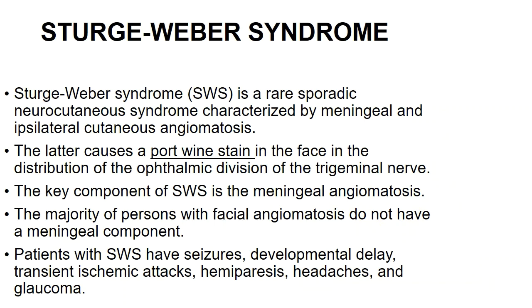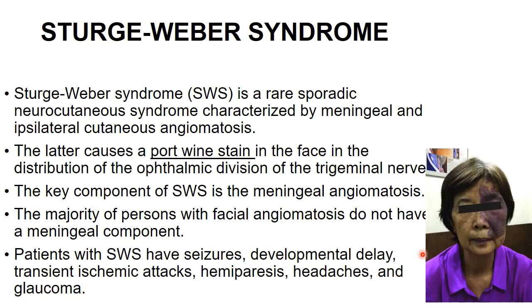Now, what is Sturge-Weber syndrome? Sturge-Weber syndrome, as we all know, is a neurocutaneous disorder, right? So there is a port wine stain that you see here on the face of this woman. It has been seen that this port wine stain occurs on the face in the distribution of the ophthalmic division of the trigeminal nerve. In addition, there is a subarachnoid or meningeal angiomatosis that is also seen. Patients with Sturge-Weber syndrome have seizures, developmental delay, ischemic attacks, hemiparesis, headache, and glaucoma.